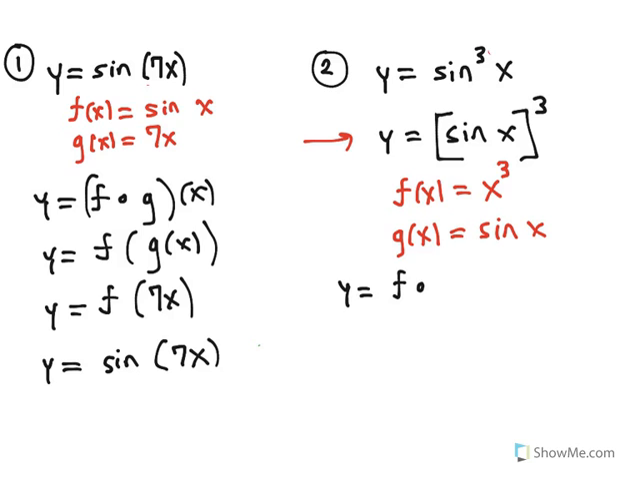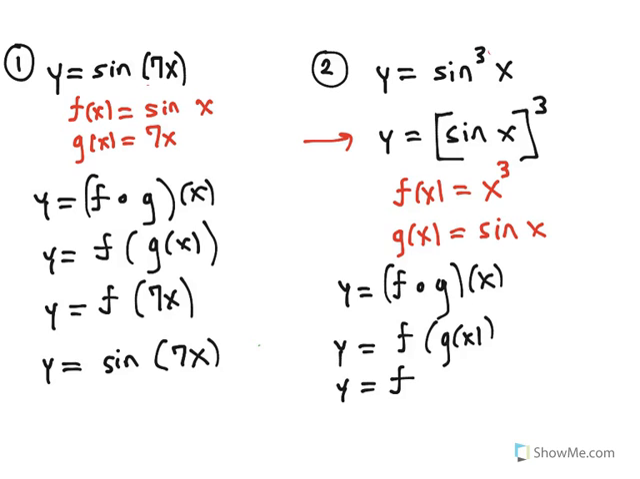So we have y is equal to f of g of x. And what is g of x? That's our inside function. It is sine x. And what is f of x? That's our outside function. Whatever input it gets, f will cube it. So now we take sine x, and we're going to cube it. And you can write that either like we have here or like we have here. Either way is fine. They mean the same thing. So we have sine cubed x.